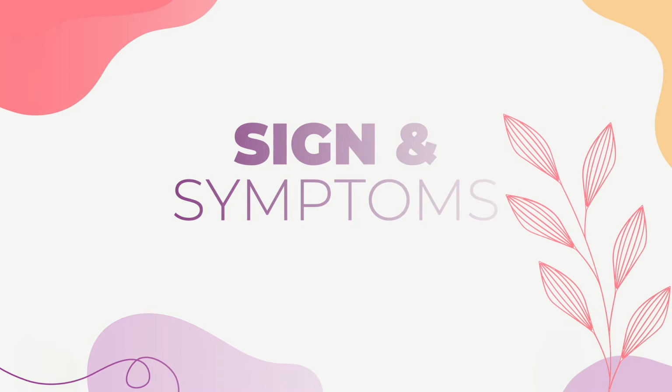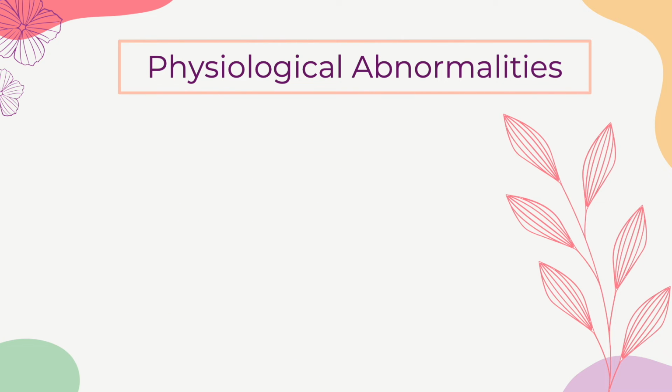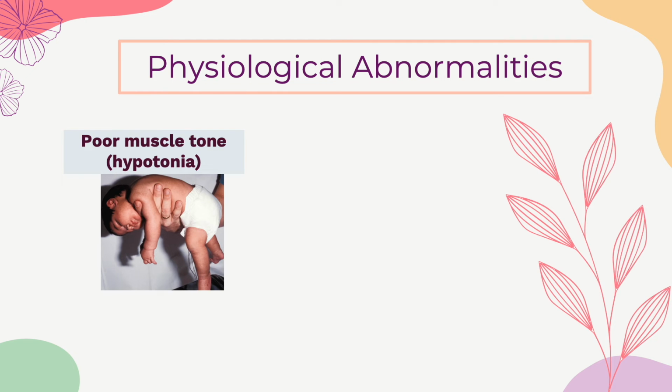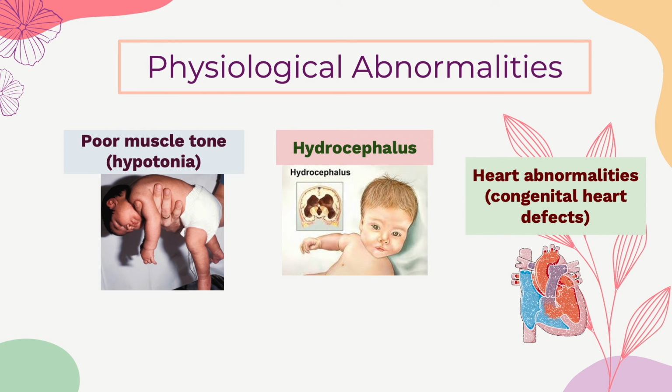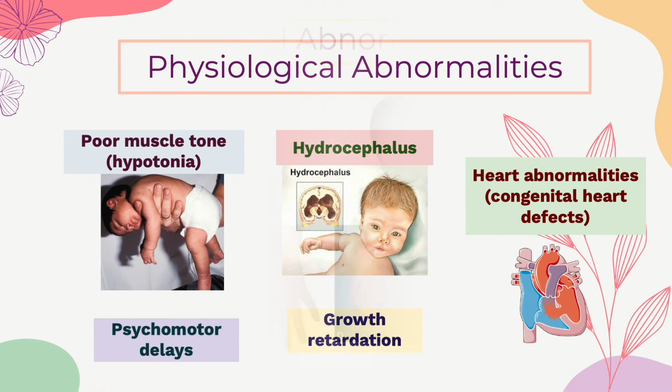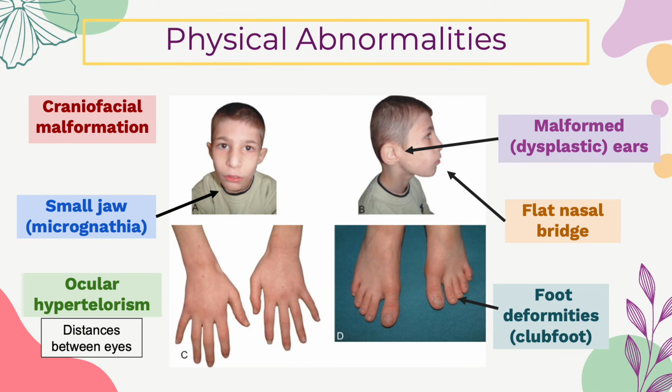The signs and symptoms usually can be seen from the physical abnormalities, which are poor muscle tone, hydrocephalus, heart abnormalities, psychomotor delays, and growth retardation. Not to forget the craniofacial malformation, malformed ears, small jaw, flat nasal bridge, ocular hypothyroidism, and foot deformities.